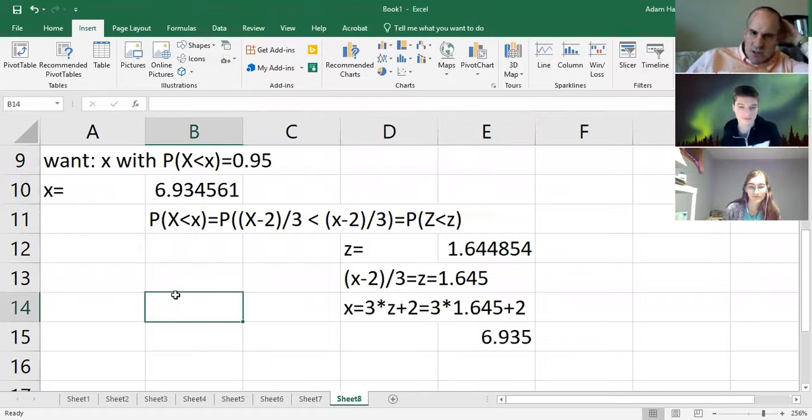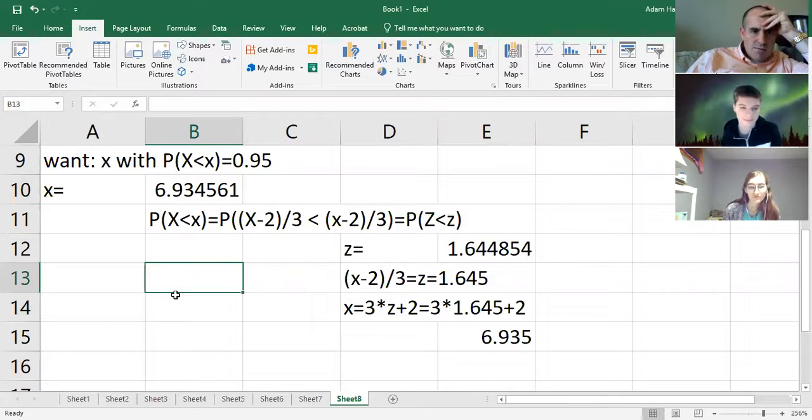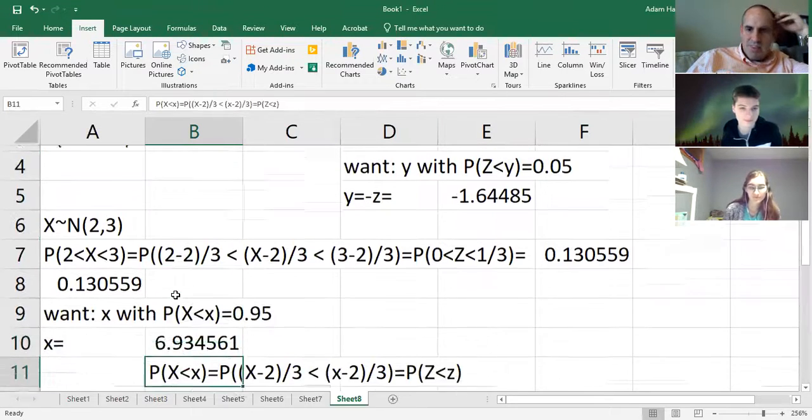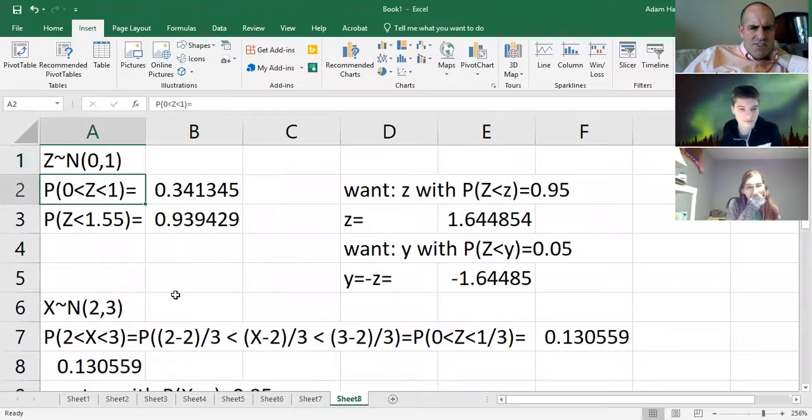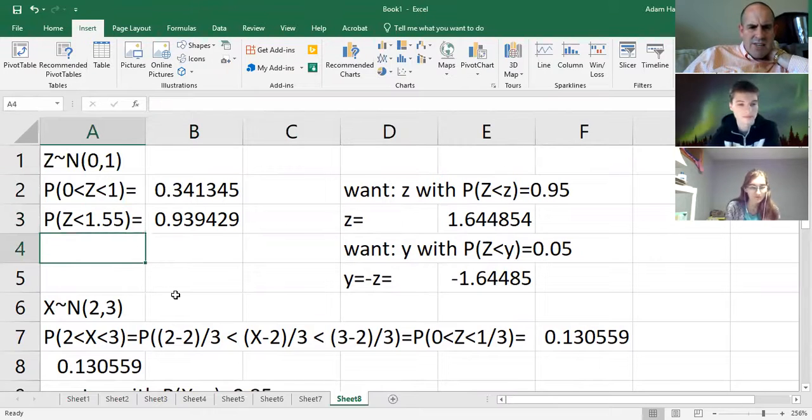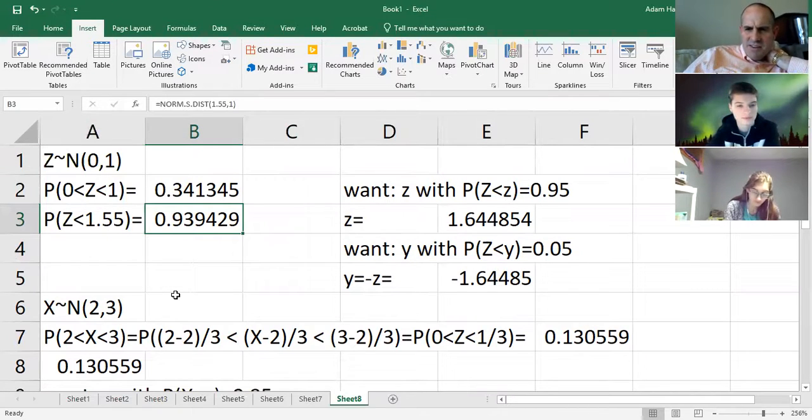So for instance, here I'll share this real quick. This is part of what we were working on, right? Let's find a simple one here. Probability that z is less than 1.55, right? That's given by this number right here, where z is the standard normal.